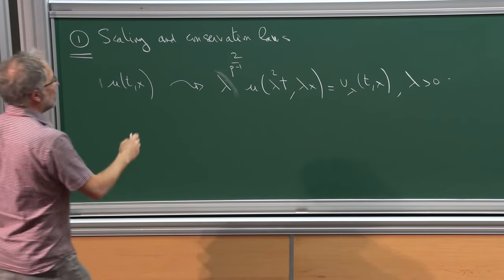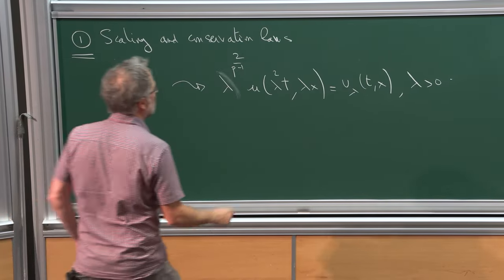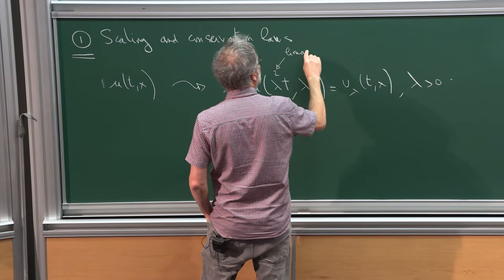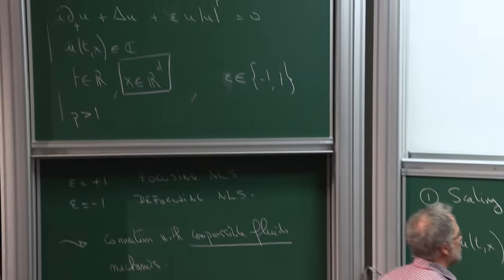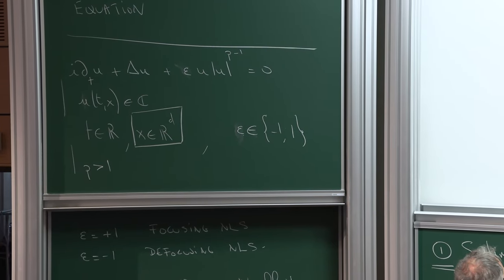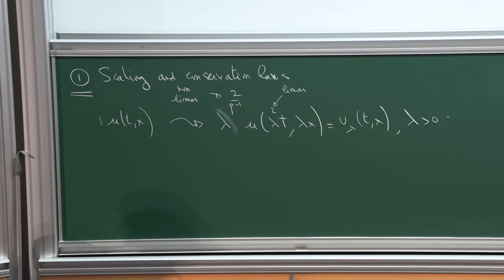This is because I am on the whole space. And let me stress the fact that, of course, this exponent is a linear number. This is simply because I have two derivatives in space and one derivative in time. But this number here is a nonlinear number, right? It's driven by my nonlinearity.